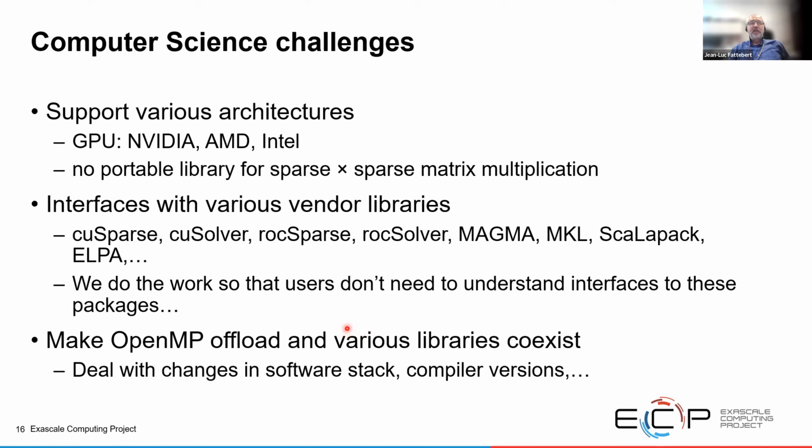So the current strategy is to use the best available libraries on the platforms we've been working with, such as cuSparse and cuSolvers and others. Basically, we're doing the work so that others don't need to do it. We provide a uniform interface for all these libraries through our library. One of the challenges too is to make OpenMP offload work with these libraries in an environment where the software stack may change, compiler versions change, and suddenly something is not compatible anymore, and so on.